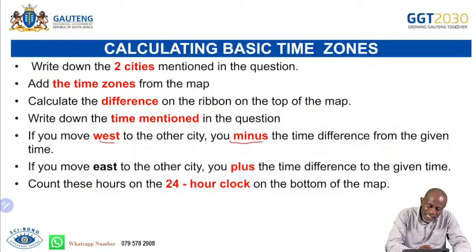So westwards, you minus, and eastwards, you plus. Count these hours on a 24-hour clock on the bottom of the map. So the time zone map that you will be provided with has a 24-hour clock. I think in the previous lesson, we spoke at length about the 24-hour clock, and we'll see how it works to your best understanding of the topic.